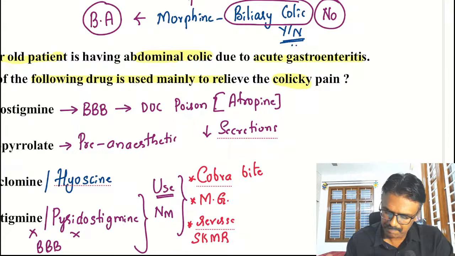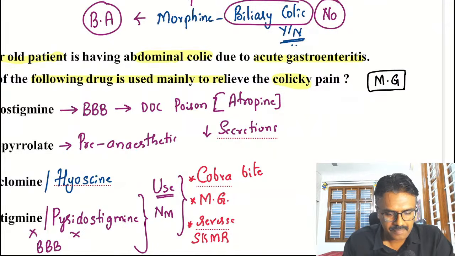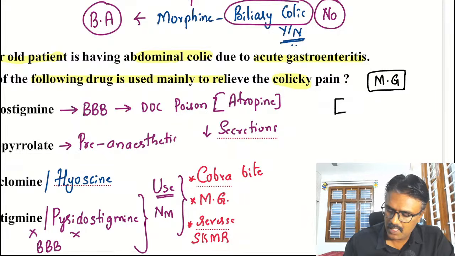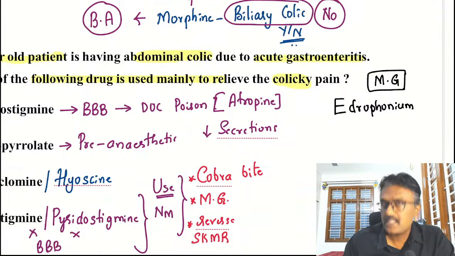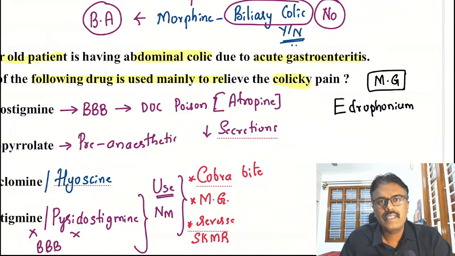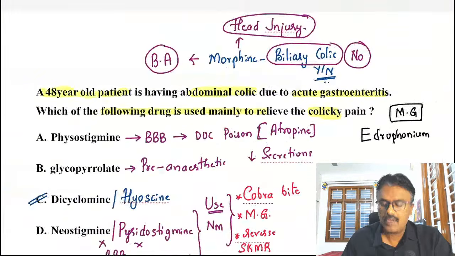Now tell me, what is the drug used to diagnose myasthenia gravis? The name of the drug is edrophonium. And the test we do is called the Tensilon test. So this is what we covered in this question.